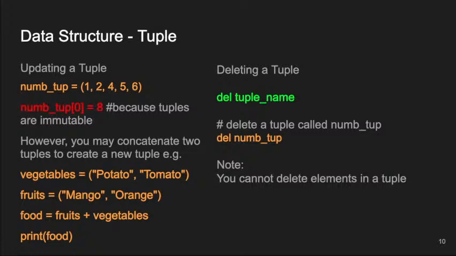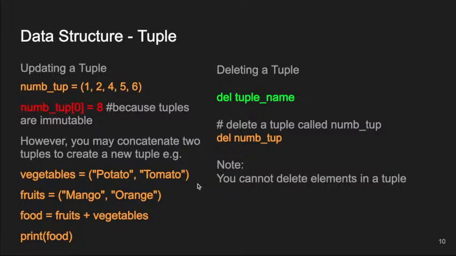Though tuples are immutable, you can concatenate two or more tuples together using the plus operator. In this example, you see vegetables. Vegetables is a tuple that stores two string values. One is potato, the other one is tomato. And then we have fruits, another tuple that stores mango and orange. So you should see a tuple that has the concatenation of these two: potato, tomato, mango, and orange.